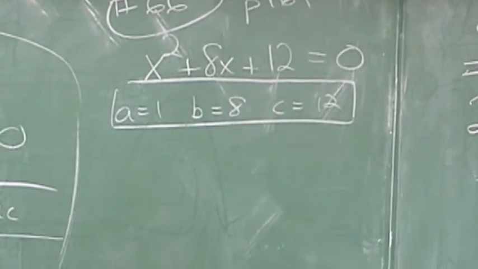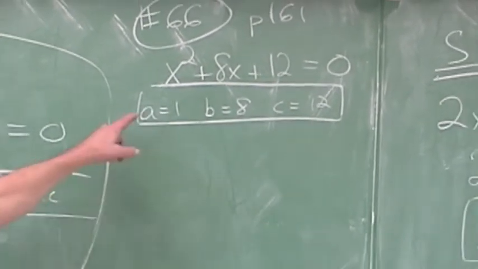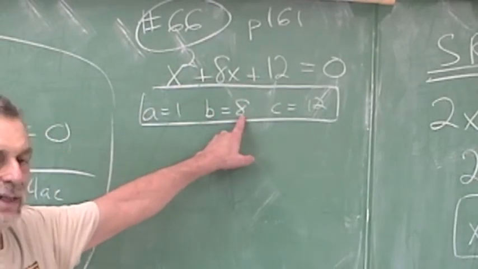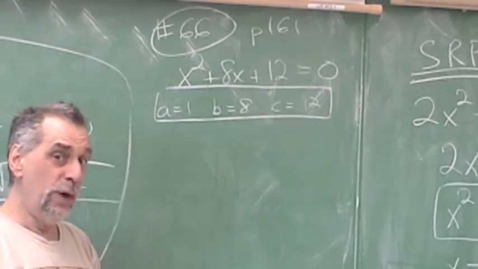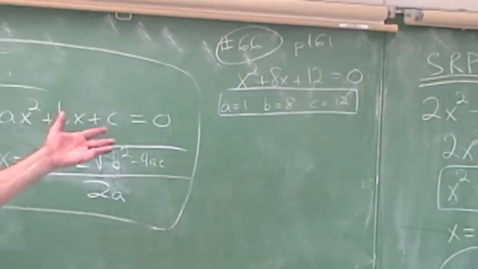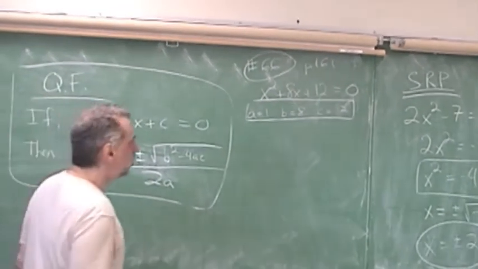Now, be careful with the positives and negatives, right? A lot of people, if it's negative here or here, they'll forget to put the negative with the value. So take the positive or negative with the A, B, or C. These happen to all be positive, so there's no problem there.